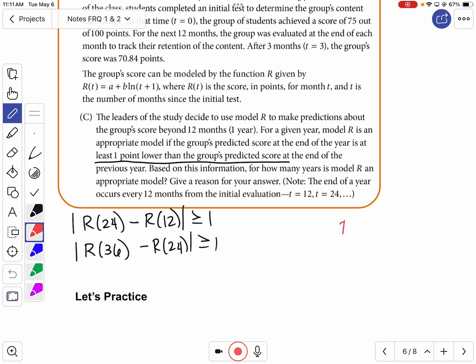So our R was 75 minus 3.001 ln t plus 1, okay? I'm going to do this on my calculator, and I'm just going to check them. Because if it works for the first time, then I'm going to check it for the next year, and then the next year. When does it stop working?